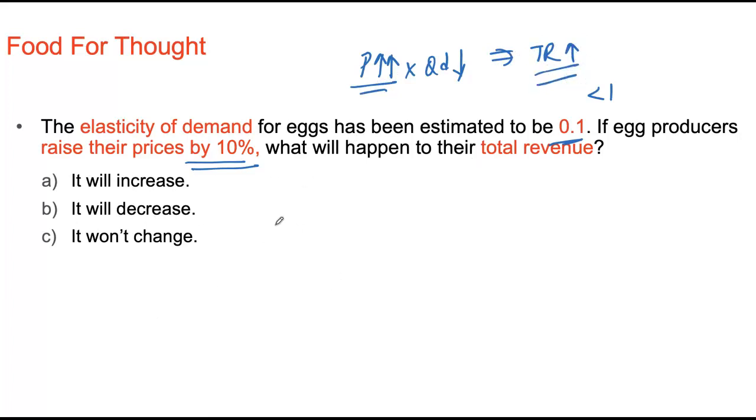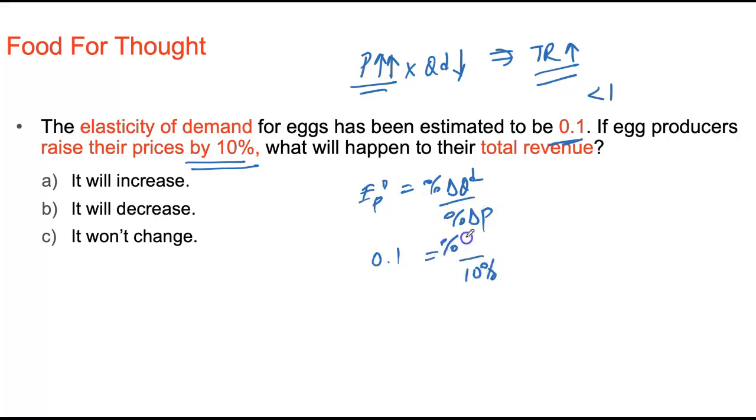Another way to look at this question is you can also be asked by how much quantity demanded will change given this situation. So we know elasticity of demand is the ratio of the percentage change in quantity demanded to the percentage change in price. And elasticity of demand is given to us as 0.1. Price is rising by 10%.